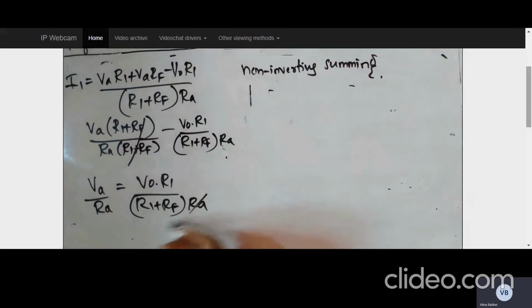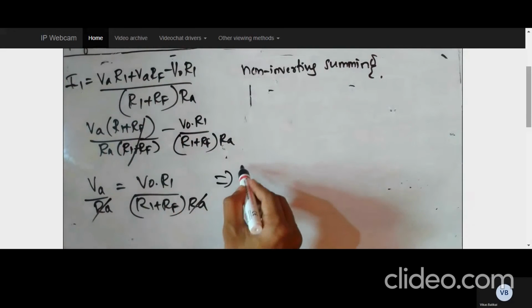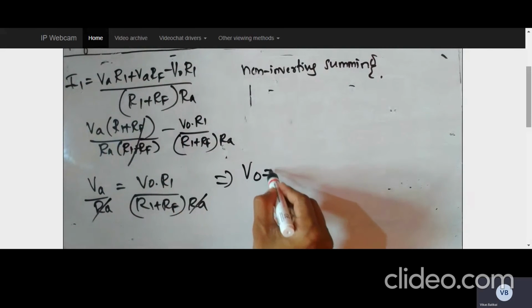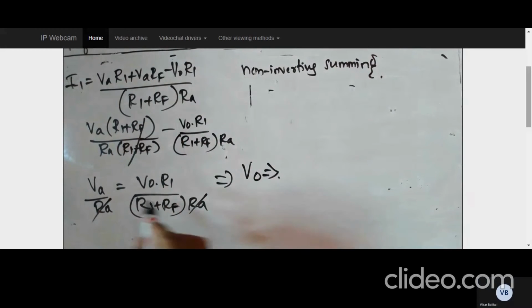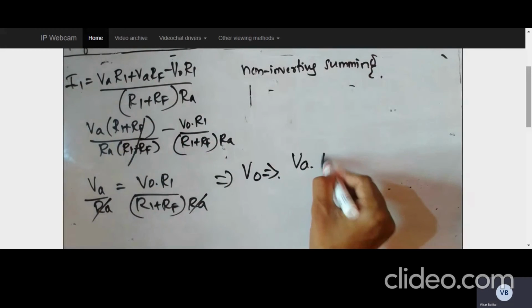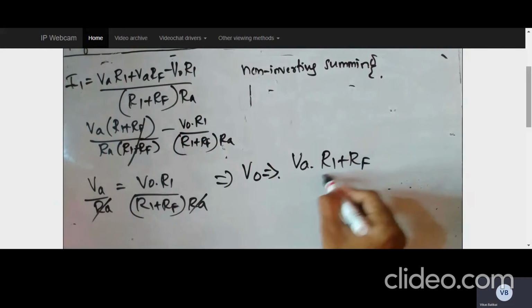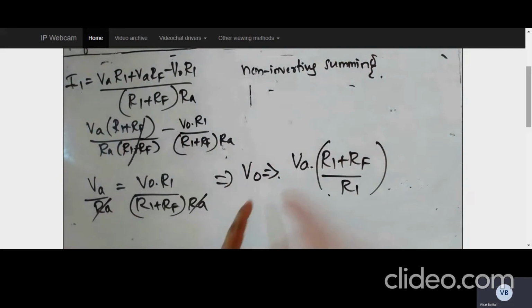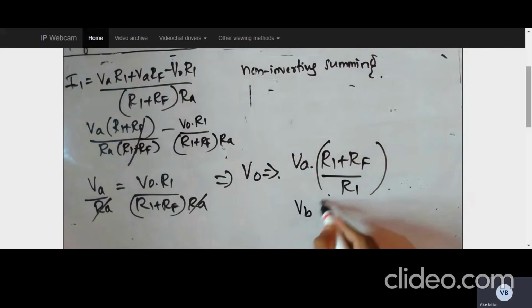So RA cancels out. So what is V0 in terms of VA? V0 is VA multiplied by (R1 plus RF) divided by R1. So this is the output voltage only with respect to VA. If I do the same thing with respect to VB and VC, I'm going to get VB multiplied by (R1 plus RF) by R1.